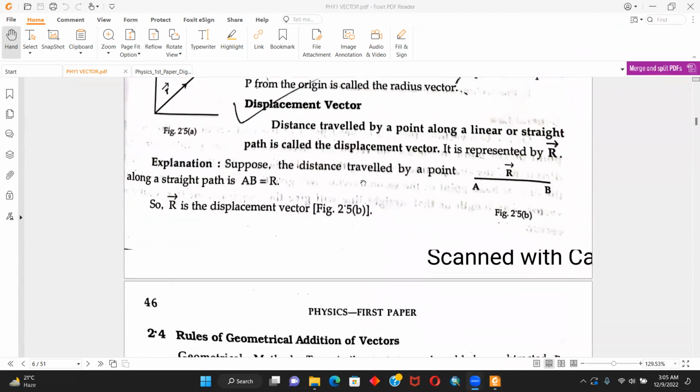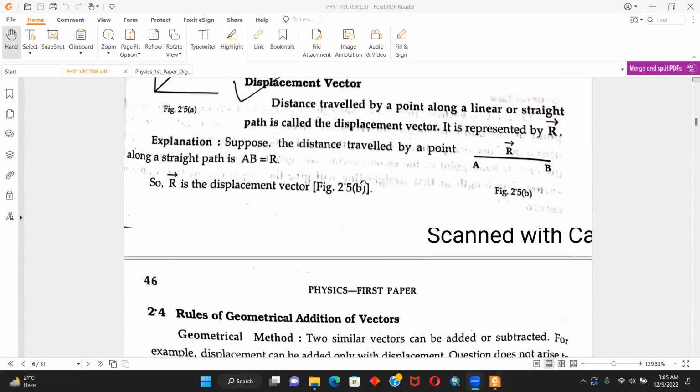Now, displacement vector. The distance traveled by a point along a linear or straight path is called the displacement vector. Like we have previously read what displacement is. It is the distance traveled by a point along a particular direction, and it has to be a straight linear direction. For instance, what will be the displacement between these two points? It won't be curvy.